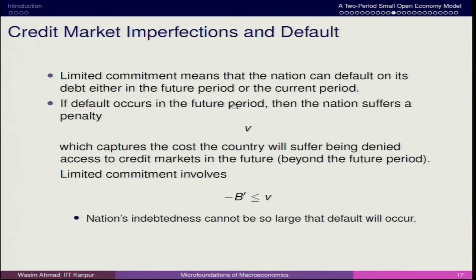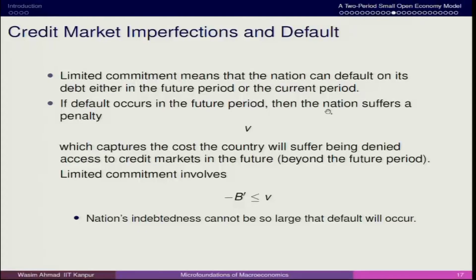In case of the individual, we have introduced the housing or some kind of asset, but in case of country, it becomes difficult to have the collateral. So, limited commitment implies that there is some kind of penalty for the country. If the country is going to default, then it is not going to have access to the world credit market, it will not be able to borrow. So, if default occurs in the future period, then the nation suffers a penalty.